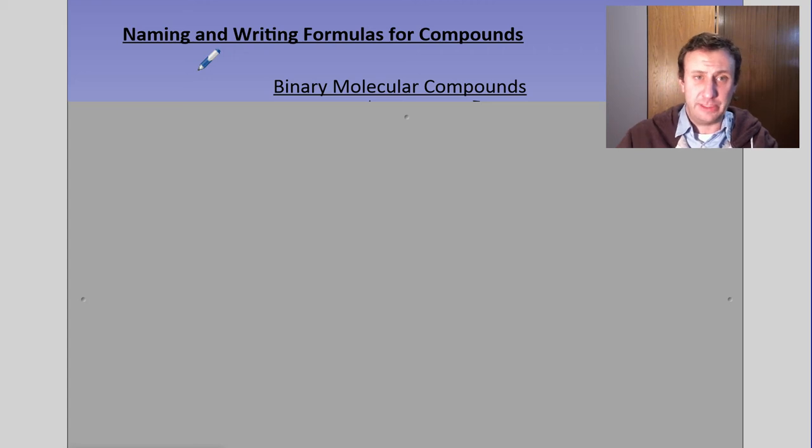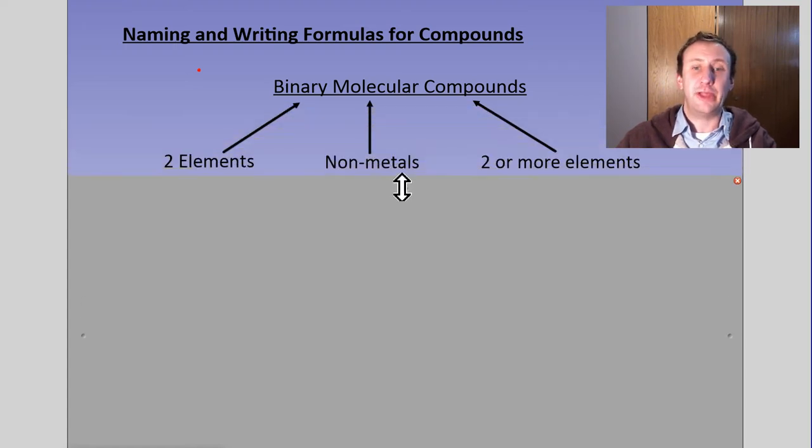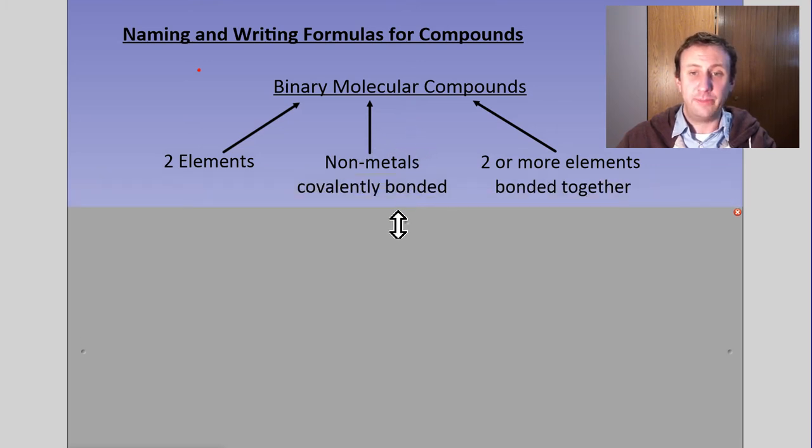Let's break down what that term means. When I'm talking about binary molecular compounds, binary means two different elements, right? Binary is like two options. So here I have two elements. Molecular means I have only non-metal elements involved that are covalently bonded together. And then a compound means that I have two or more elements bonded together. So breaking down this term, what we're working on for naming and writing formulas first is binary molecular compounds.